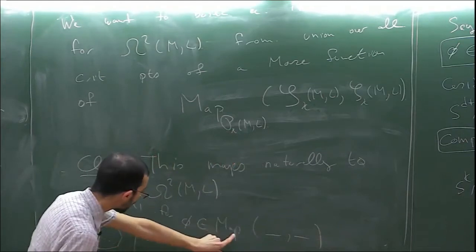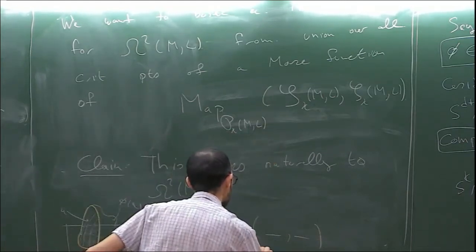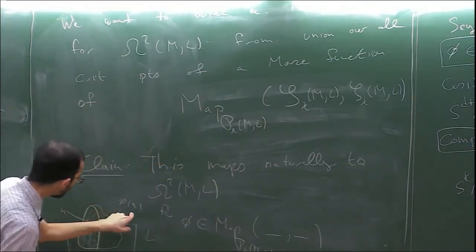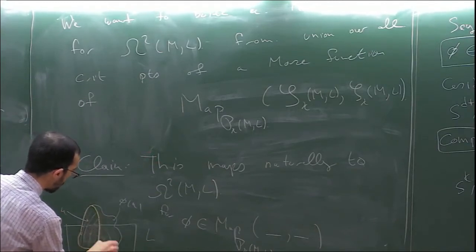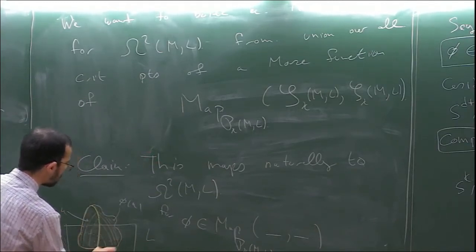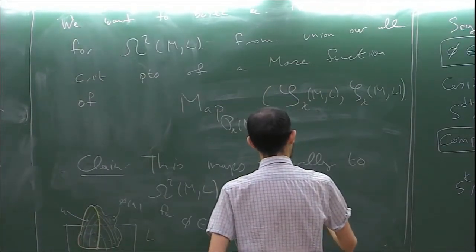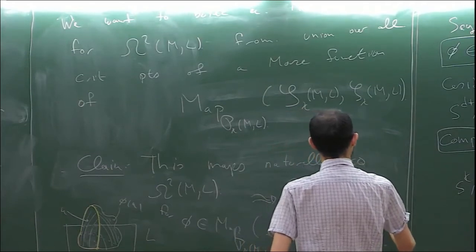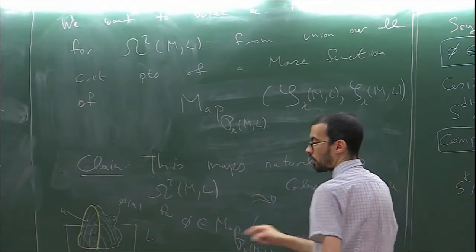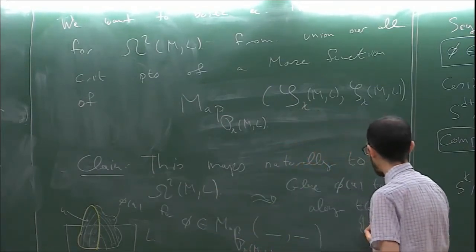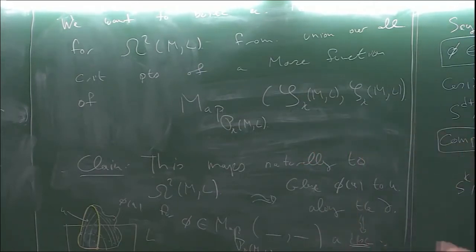Okay? But now the key point is that phi of u, because this is a space of maps over the space of paths, okay, u and phi of u have the same boundary. So you can glue them together. Okay. So glue phi of u to u along the boundary, the common boundary, and you get a disk. So this is the key idea.